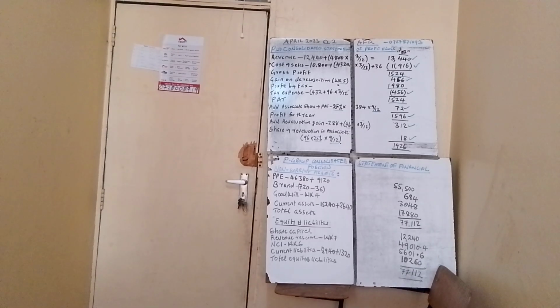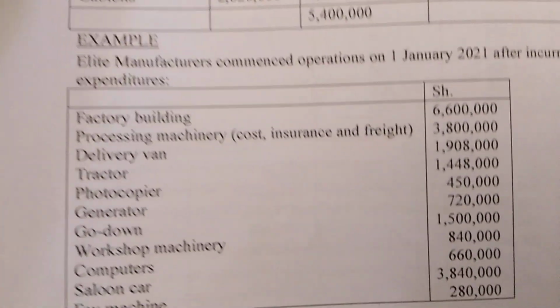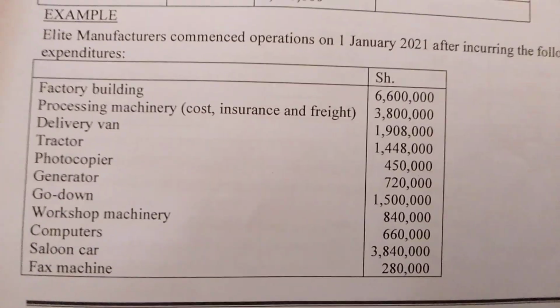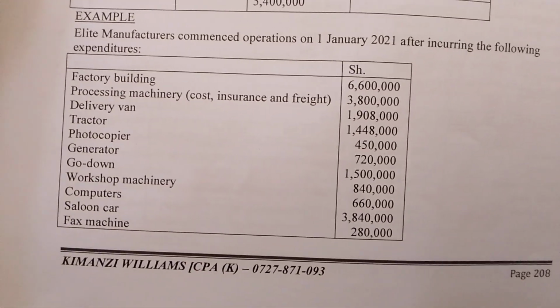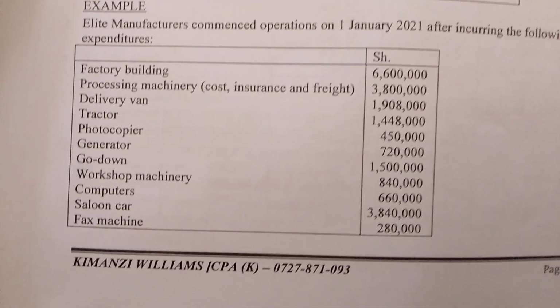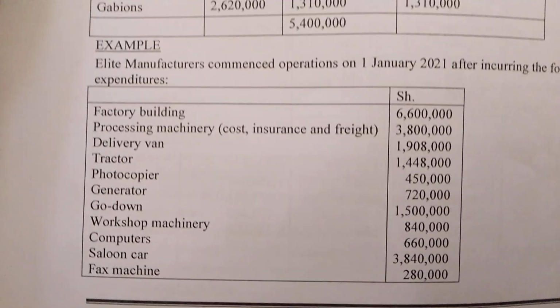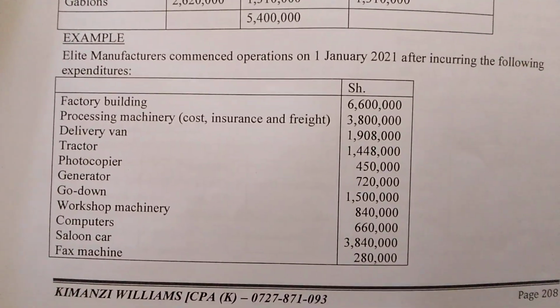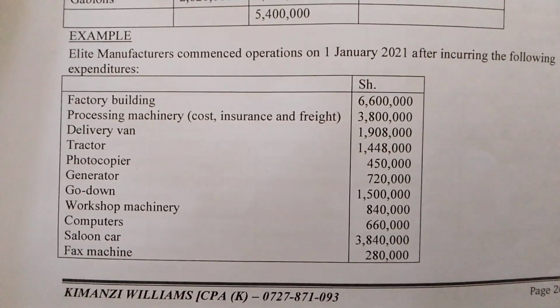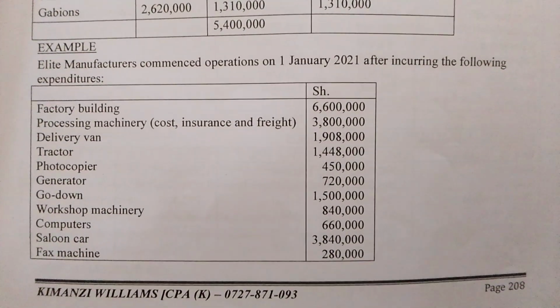Before I show you the solution, that is your assignment. You have a study text with you. It is page 208, Elite Manufacturers. The question starts from there. If you did not understand, you can pause your video and maybe write the question. The items are given there.